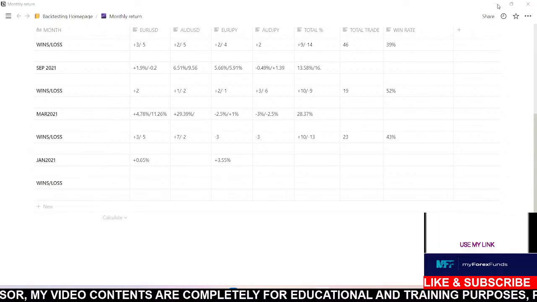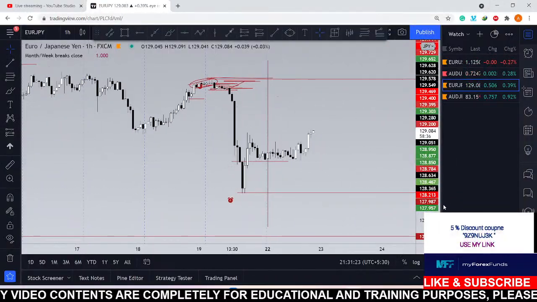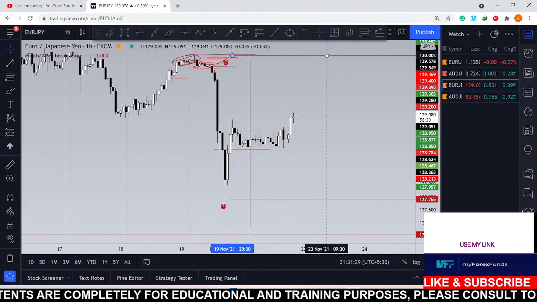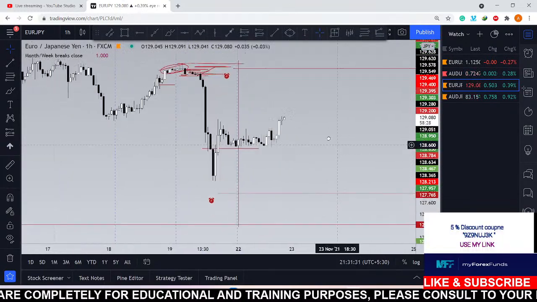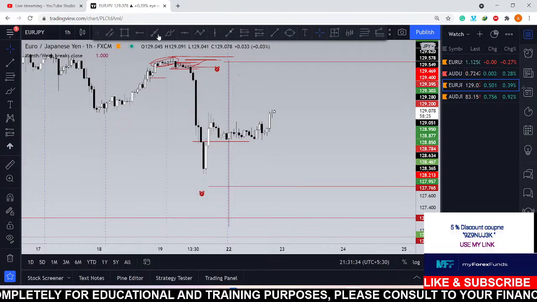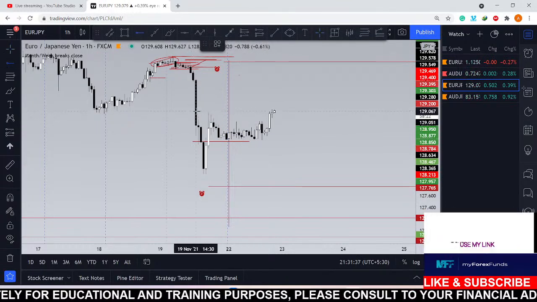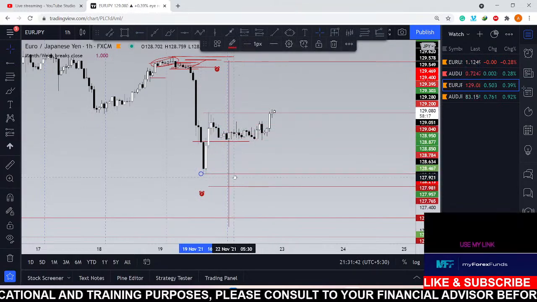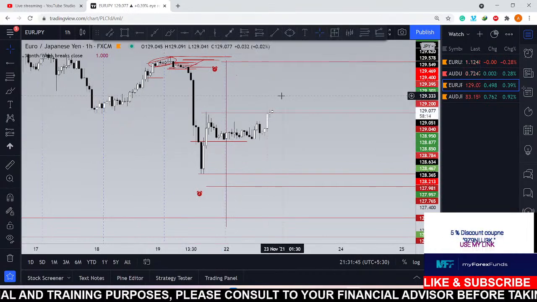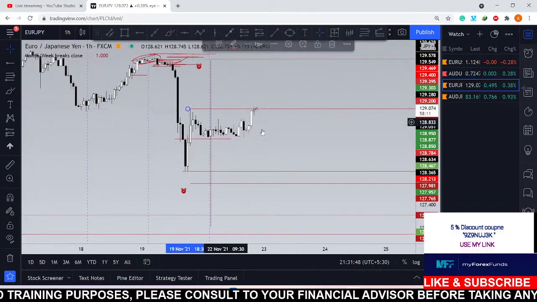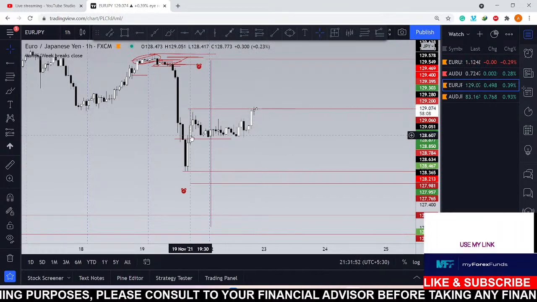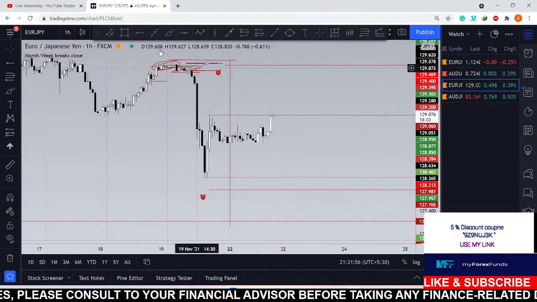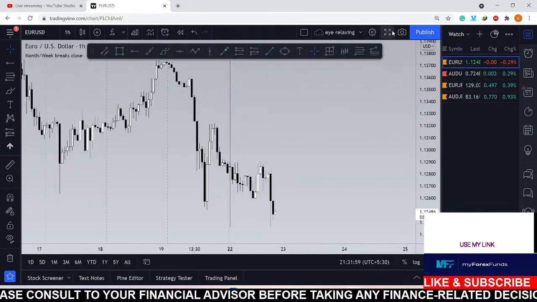Let me first do the forecasting, evening forecasting. After that, we will start our backtesting, because forecasting is important so that we can prepare ourselves for any upcoming trade opportunity. This was our previous high and this was our previous low. As you can see, the market is breaking the high, and let me just go with Euro USD first.